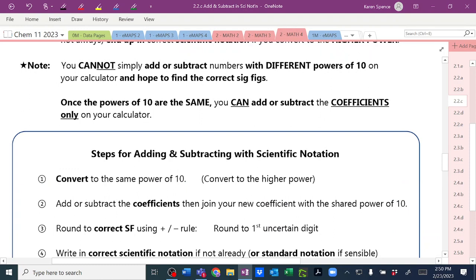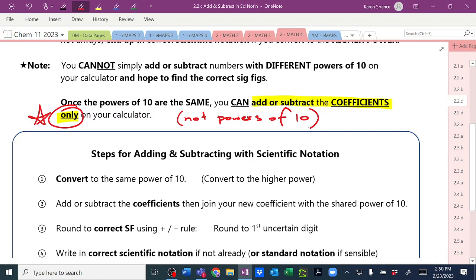make sure that you are adding and subtracting the coefficients only on your calculator, not the powers of 10. And you cannot do adding and subtracting if you have not converted everything to the same power of 10.